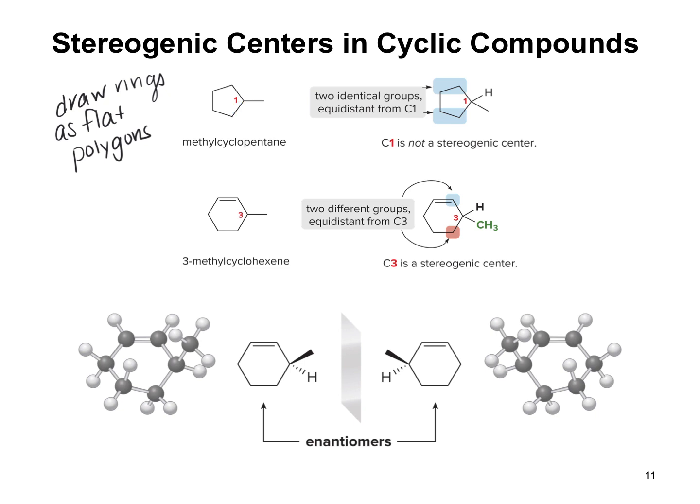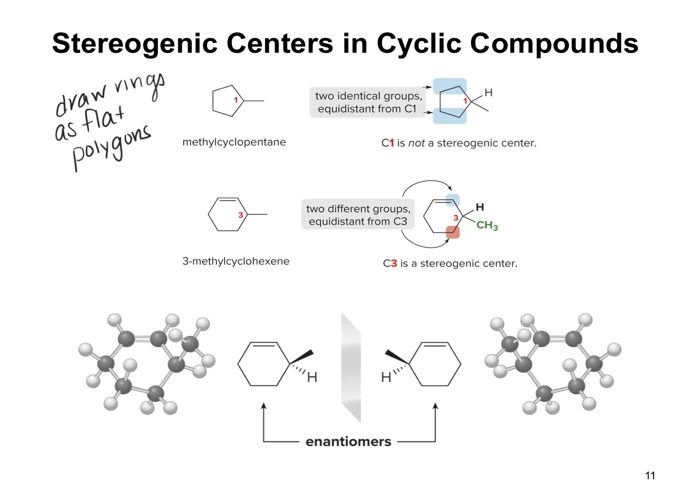So when I look here, I can say, okay, right, we have one group here, and I know we've got a hydrogen, and that's a different group, but what do I do about the ring? If the 2 groups are equidistant from the carbon, then those count as the same groups. And so that is not a stereogenic center. When we look here at 3-methylcyclohexane, that carbon is a stereogenic center because we have 2 different groups, because this double bond here makes it different. Okay.